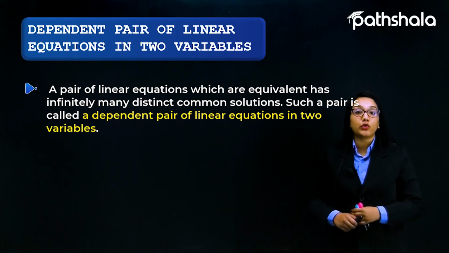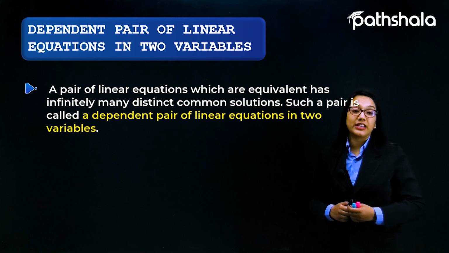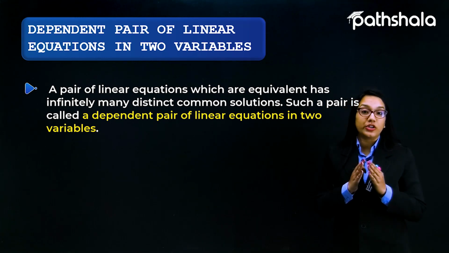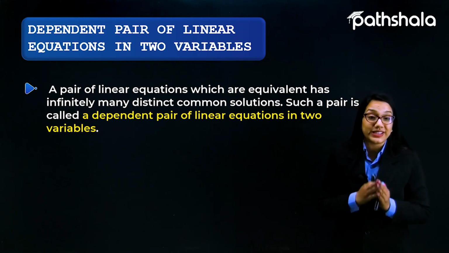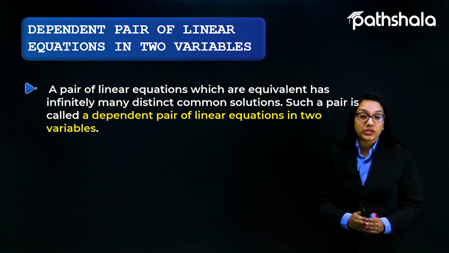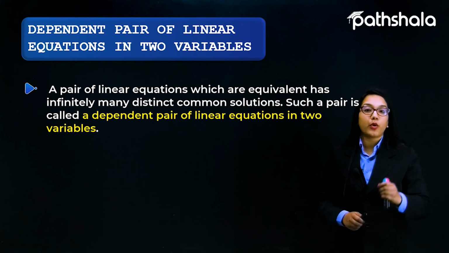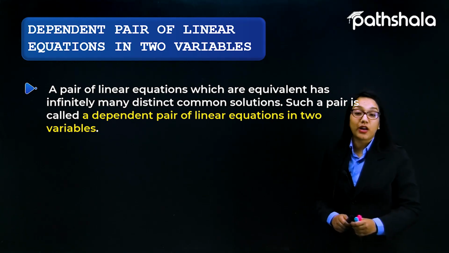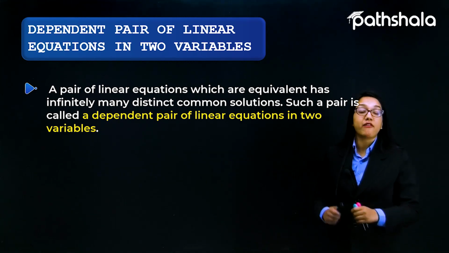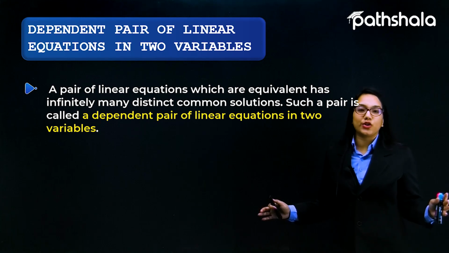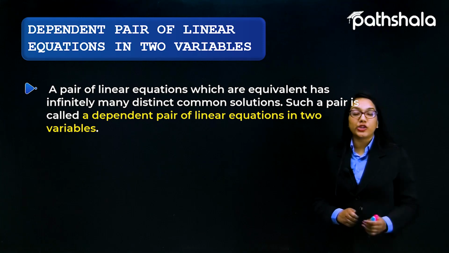So whenever we are talking about a pair of linear equations which are equivalent to each other, as we have seen, whenever the two equations are equivalent, then they have common solutions because they are coincident in nature. Whenever two equations are equivalent, they are coincident, and such a pair of linear equations is called a dependent pair of linear equations in two variables, because they have infinitely many distinct common solutions. So always remember the meaning of a dependent pair of linear equations in two variables.